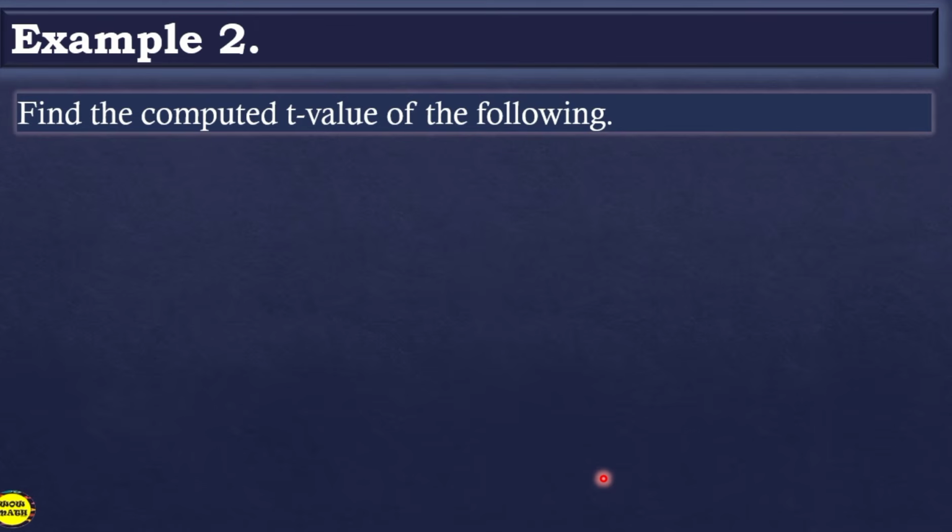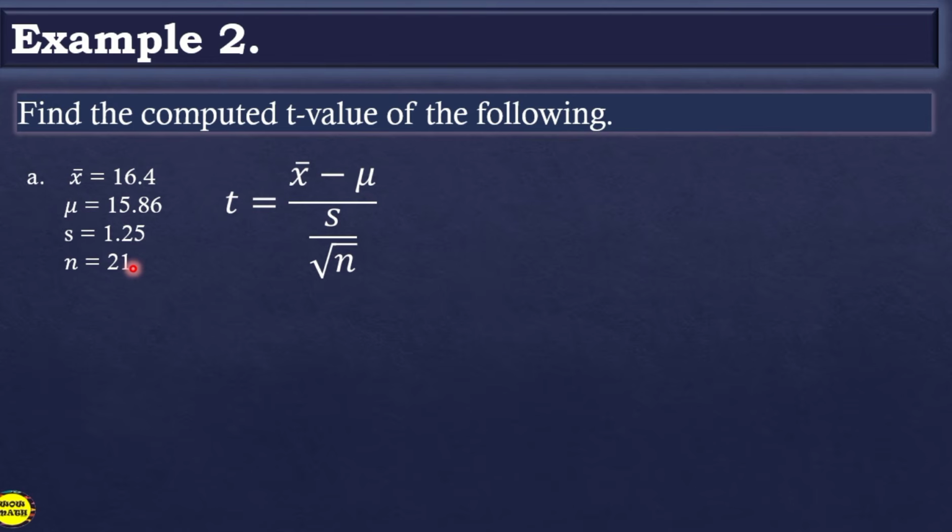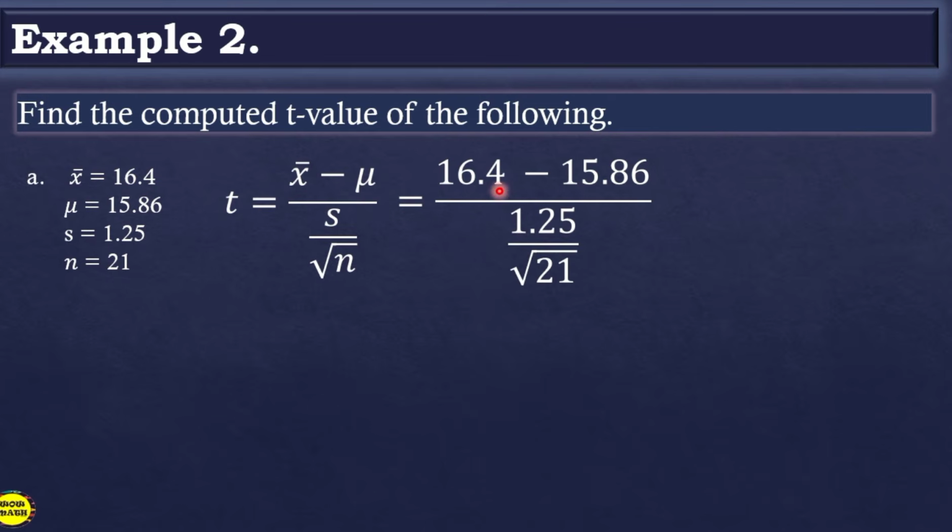Find the computed t value of the following. Given the sample mean 16.4, the population mean 15.86, the sample standard deviation is 1.25, the sample size is 21. Using the formula, substitute the given values and then simplify. So, 16.4 minus 15.86 divided by 1.25 over the square root of 21. So, the computed t value is 1.980. Next.